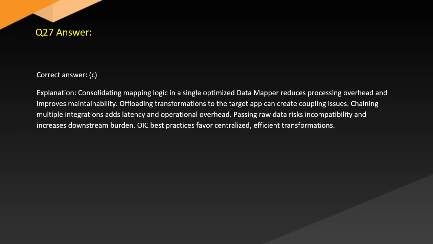Answer. Correct answer: C. Explanation. Consolidating mapping logic in a single optimized data mapper reduces processing overhead and improves maintainability. Offloading transformations to the target app can create coupling issues. Chaining multiple integrations adds latency and operational overhead. Passing raw data risks incompatibility and increases downstream burden. OAK best practices favor centralized, efficient transformations.